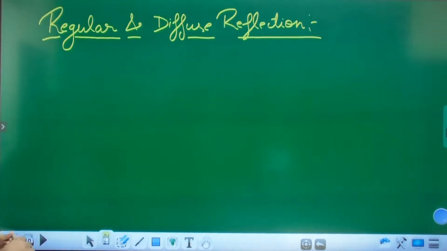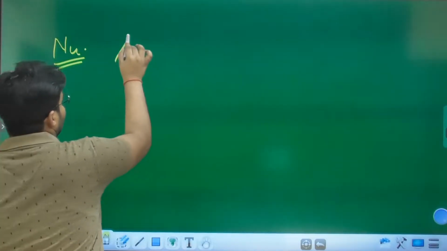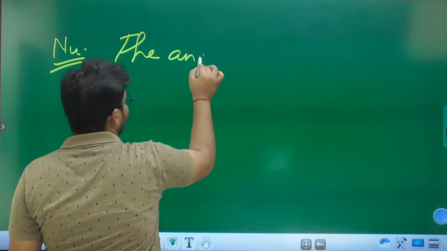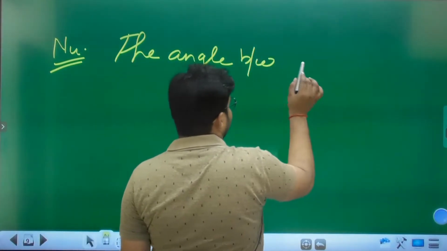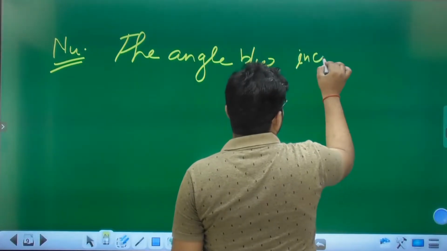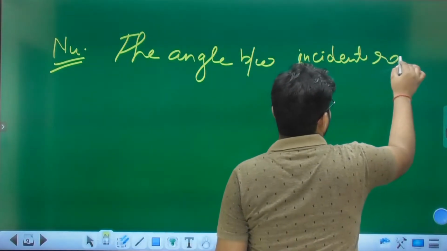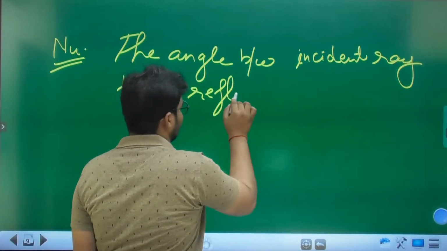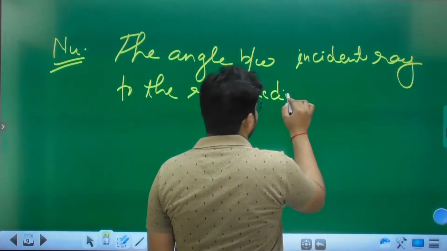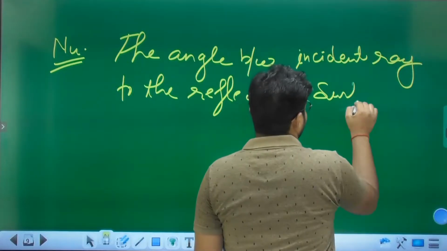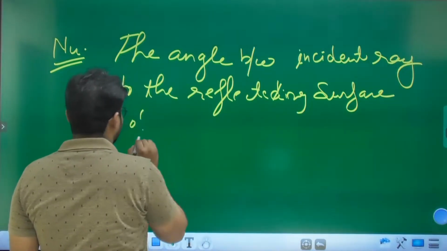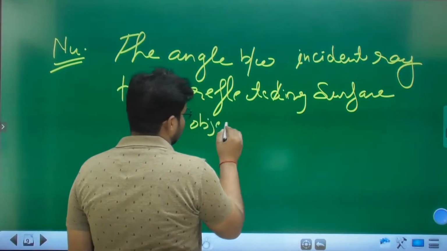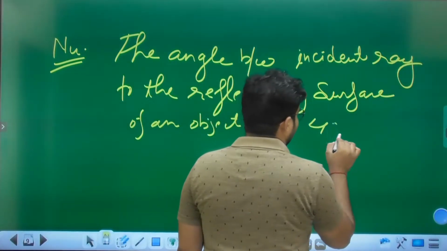Okay. Now we have to take a simple numerical. The angle between the incident ray and the reflecting surface of an object is 45 degrees.